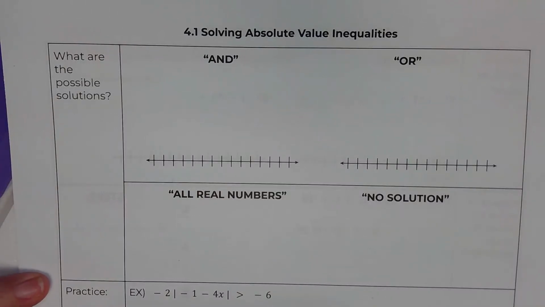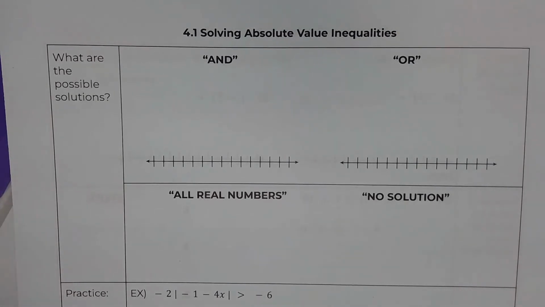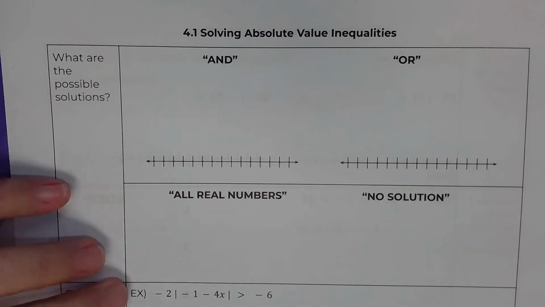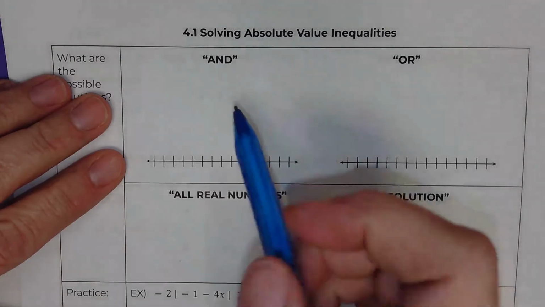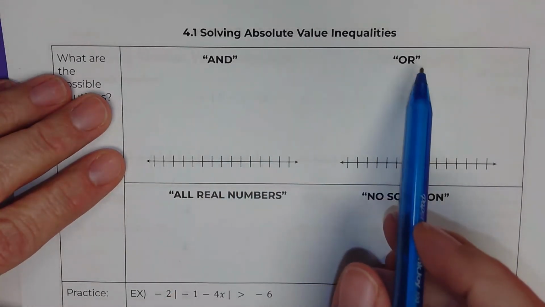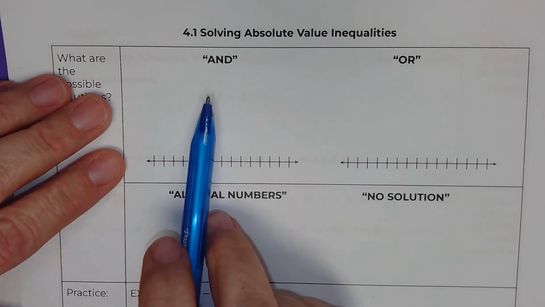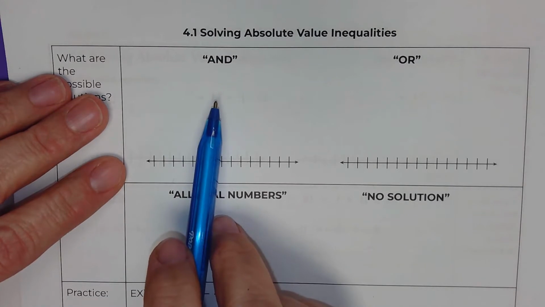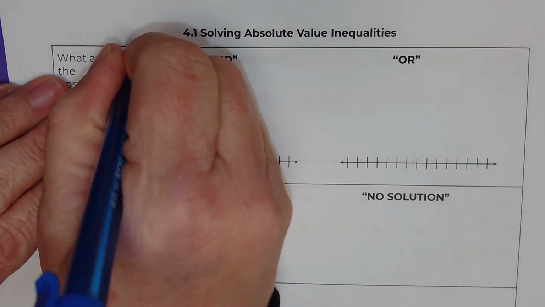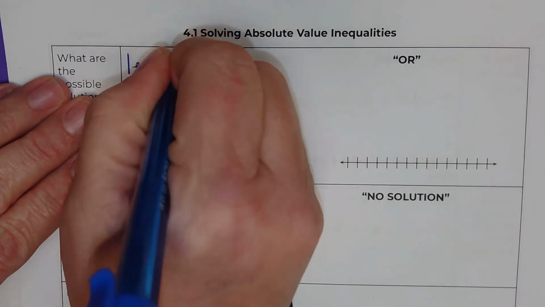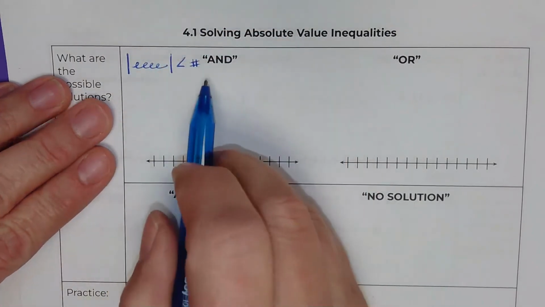I'd also like for you to be able to solve absolute value inequalities. And there's really, I guess, a couple of differences. One of them is that we call them different things depending on whether the isolated expression, whatever's in here, is less than a number. If that's less than a number, then we call that an "and".